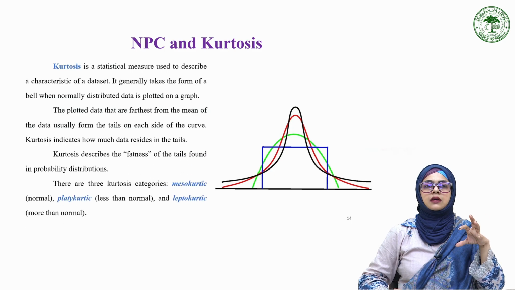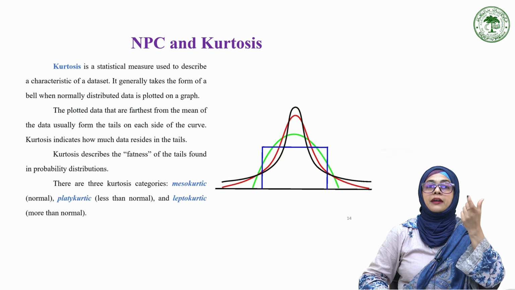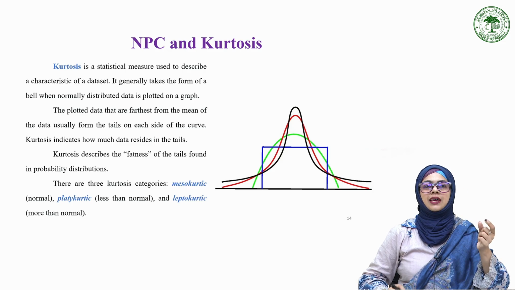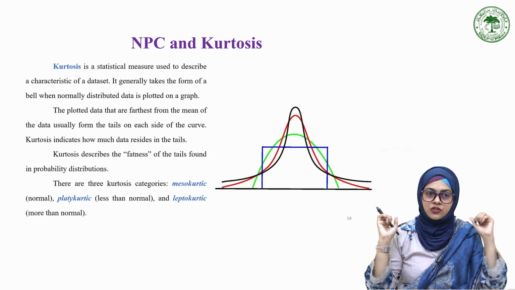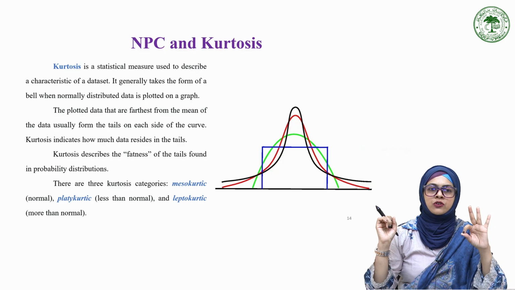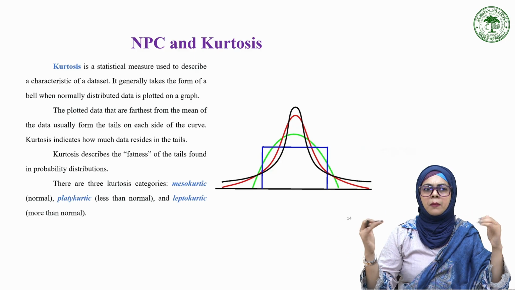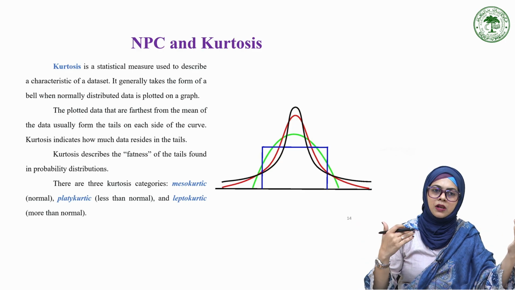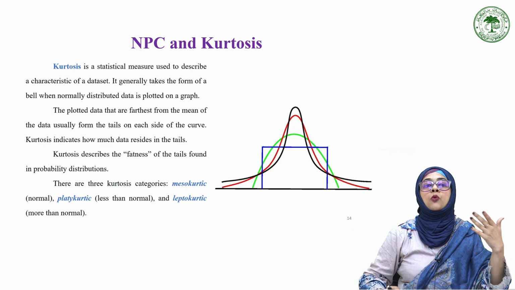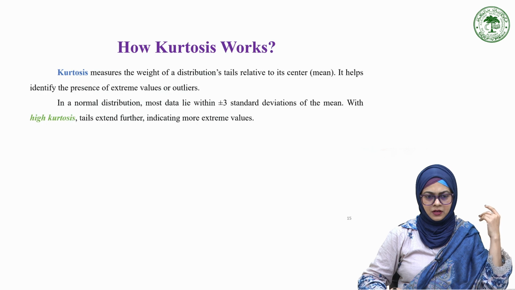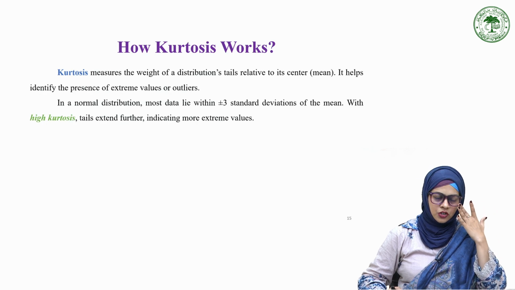So kurtosis, another word, describes the fatness, you can say the thickness, of the tail found in probability distributions. There are three types of kurtosis categories: mesokurtic, normal; platykurtic, that is less than normal; and leptokurtic, that is more than normal. So how does kurtosis actually work?